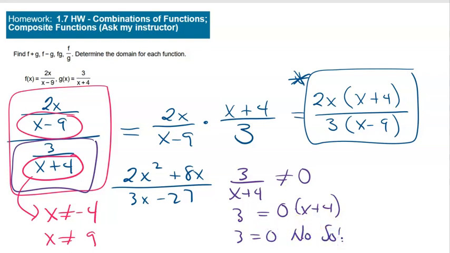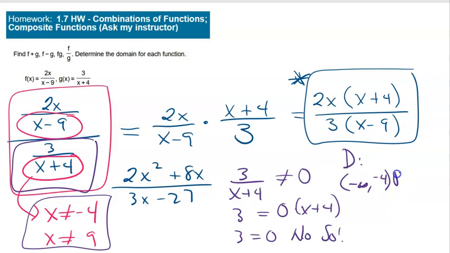Okay, so what do I end up with? Well, I end up with the idea that x cannot equal -4 and x cannot equal 9. So my domain does match the original domain that we've been calculating all along. But sometimes the division domain can be different, y'all. Be careful.